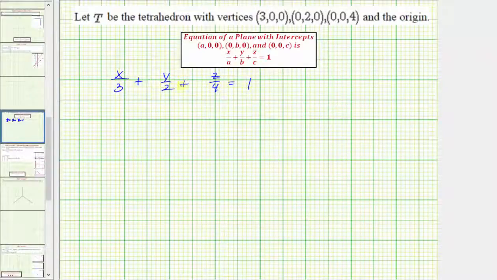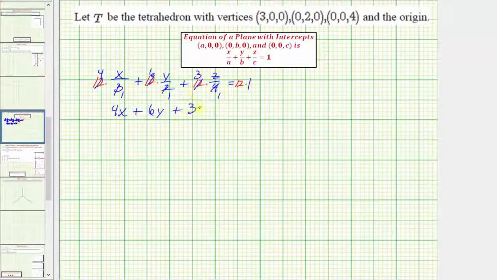Now from here, let's go ahead and clear the fractions by multiplying through by the least common denominator, which is the least common multiple of 3, 2, and 4, which is 12. So multiply through by 12. We can simplify before multiplying here on the left. There's 1 3 in 3 and 4 3s in 12, so we have 4x plus there's 1 2 in 2 and 6 2s in 12, so plus 6y plus there's 1 4 in 4 and 3 4s in 12, so plus 3z equals 12.